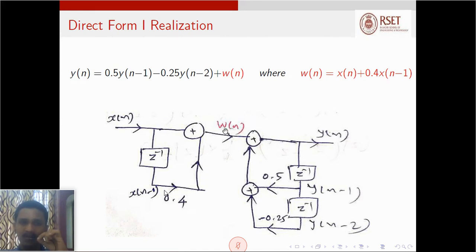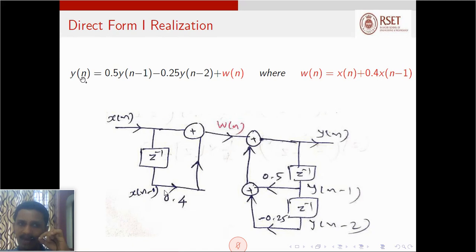You can see that this is our w(n), where w(n) = x(n) + 0.4 x(n-1). So how will we get x(n-1)? If we introduce a delay element like this, z inverse, we will get x(n-1) from x(n). And if you multiply x(n-1) by 0.4, you will get 0.4 x(n-1). So our w(n) = x(n) + 0.4 x(n-1). So you obtain the w(n).